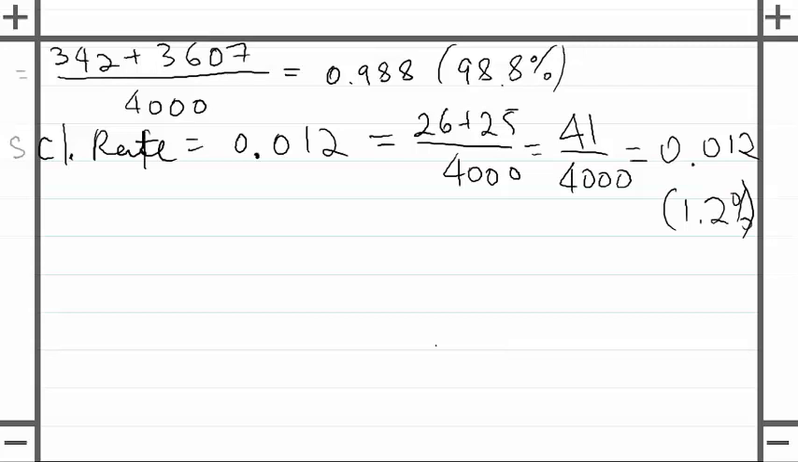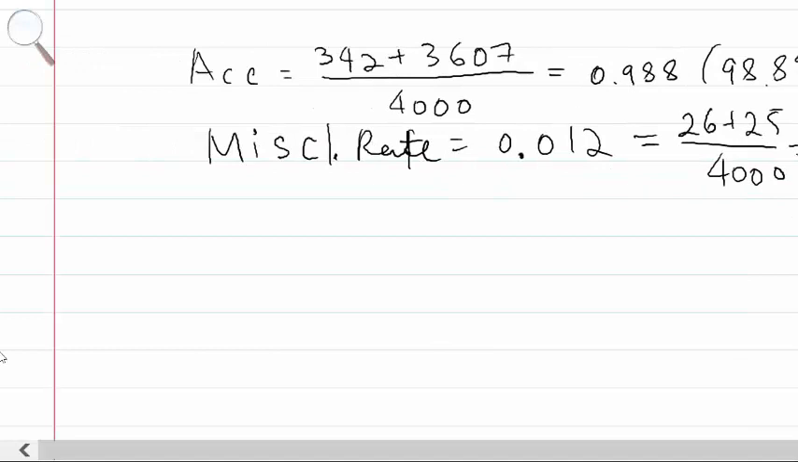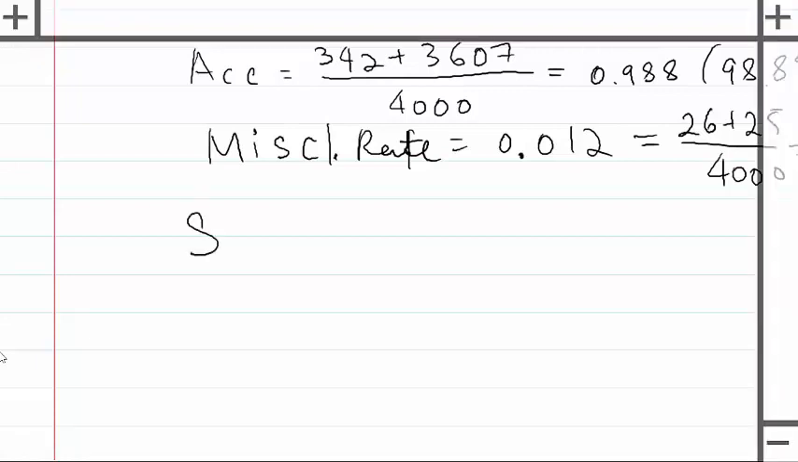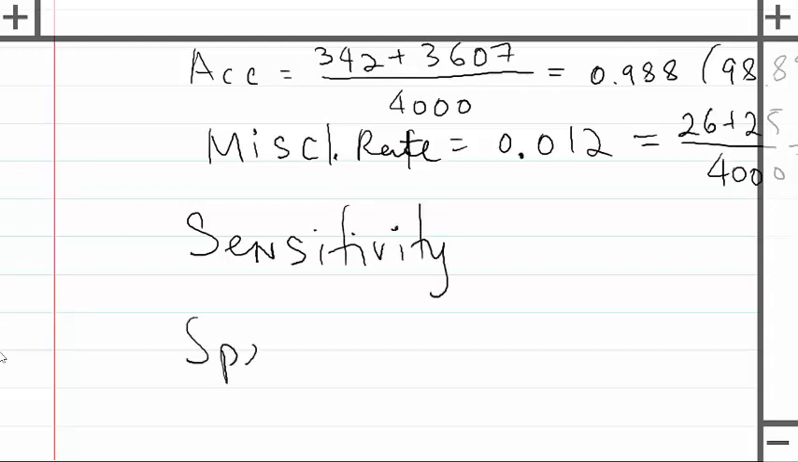We did that before, so that's nothing new. Let me tell you about 2 more measures of accuracy. They're called sensitivity and specificity. Let's start with sensitivity. And another one is specificity. Okay, sensitivity first.